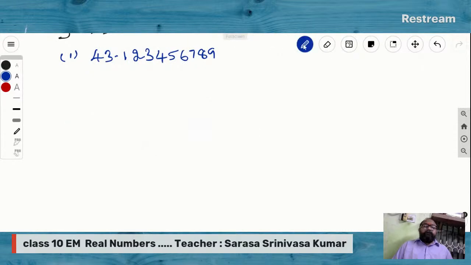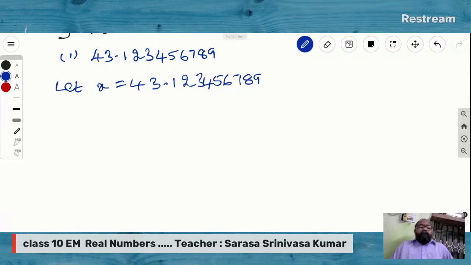So let it be x. Let x equal to 43.123456789. So what is the observation? This is a terminating decimal number.